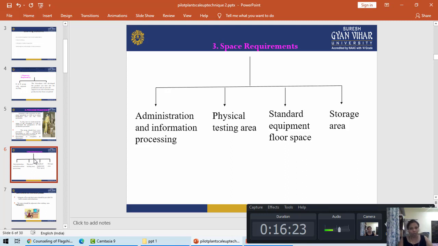Last but not the least, storage area. Storage area, or we can say quarantine area, we should require for the pilot plant scale up places, because if we purchase the raw material, we have to store it in some place. Then if we compress the tablet, we have to store it for some time before the packaging. Then in packaging we have to store it. So after each and every stage, we require the storage area.